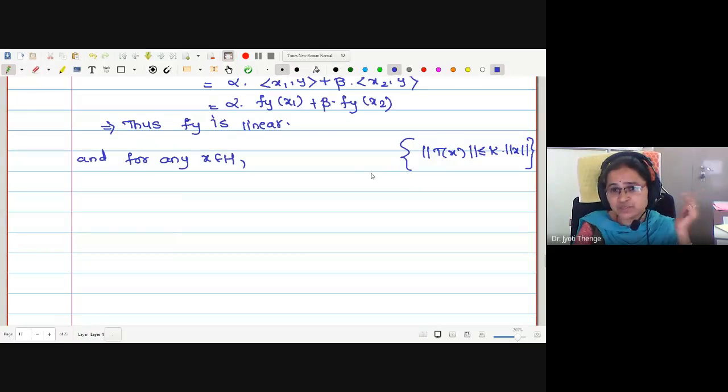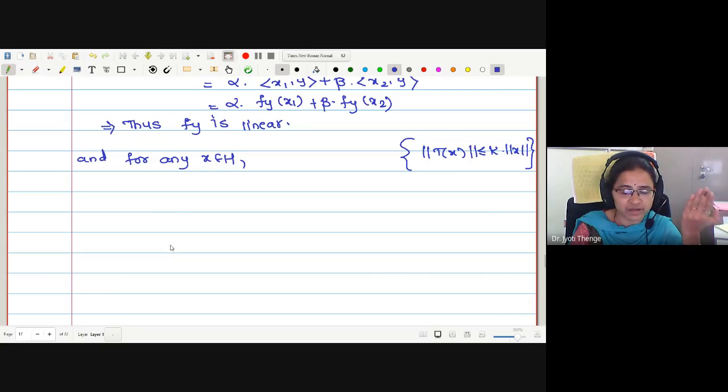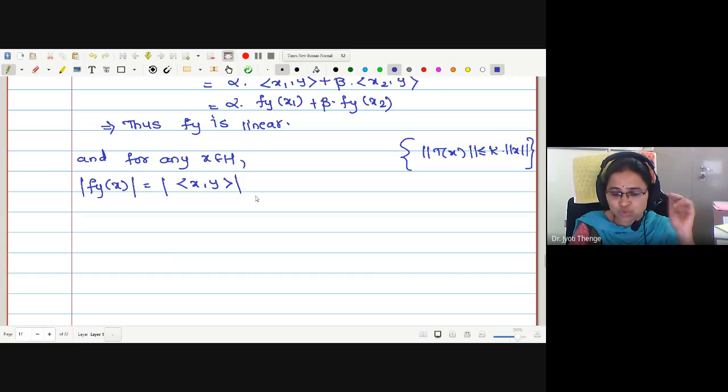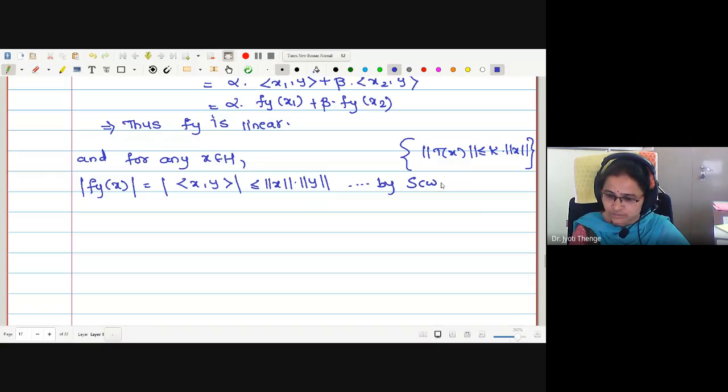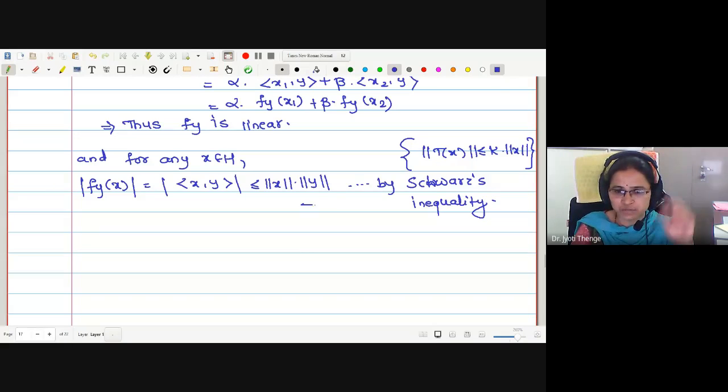But here, as fy is a functional and the resultant is a scalar valued function, therefore the norm acting on the scalar valued field must be modulus. Therefore, we will start with mod of fy of x, which is modulus inner product x with y. Correct, na? Now I'm going to use the Schwarz inequality. What does Schwarz inequality tell us? Modulus inner product xy is less than or equal to norm x into norm of y. I'll write the reason: by Schwarz inequality. Let me call this statement number 1.